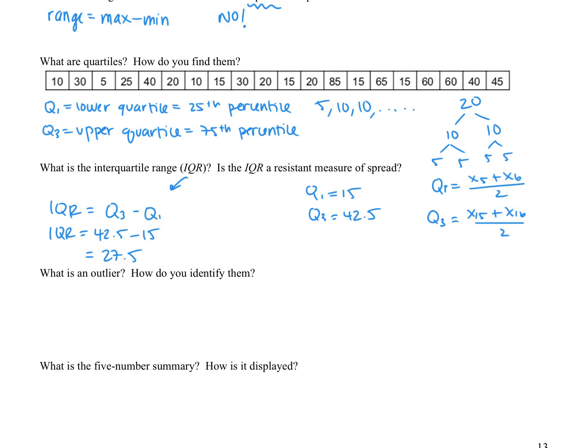The practical use of IQR is to find outliers. So is IQR resistant? Mostly. The only time it wouldn't be is if you had a really small data set. So if your data set was only 3 observations and one of them was an outlier, that's going to affect the IQR. Okay. Outlier is an unusual observation. Unusual. So unusually high or unusually low?